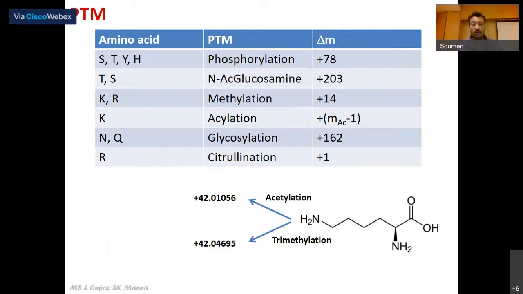However, you have to remember, because it is a very complex mixture, oftentimes these modifications can give rise to changes in mass which are very close to each other, but the fractional mass may be different. For example, if you have a lysine, acetylation will add a mass of 42.01056. On the other hand, trimethylation will have 42 units, but 42.04695. So by accurate mass measurement, you can distinguish what kind of modification it might be.